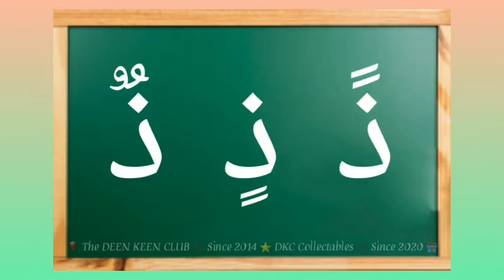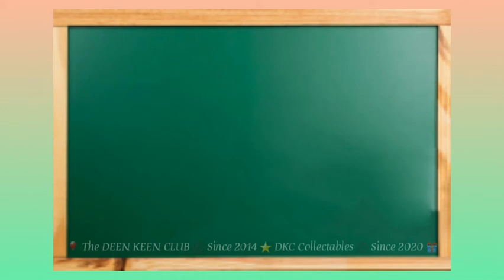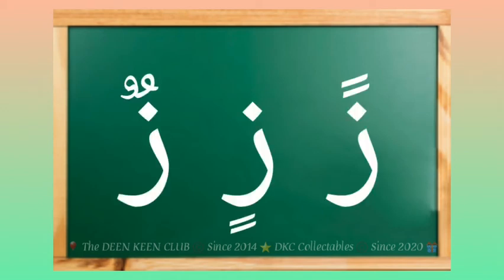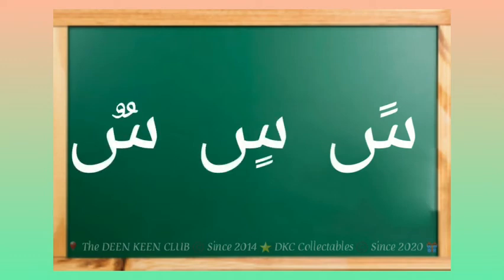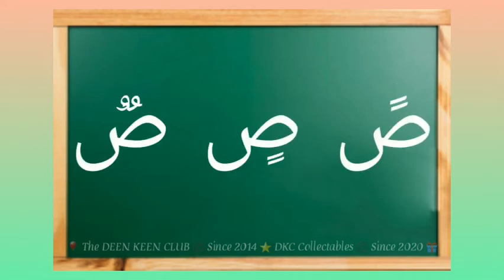Dhaal, then, thin, thun. Ra, ron, rin, run. Zaa, zen, zin, zun. Sheen, sen, sin, sun. Sheen, shen, shin, shun. Saad, son, sin, sun.